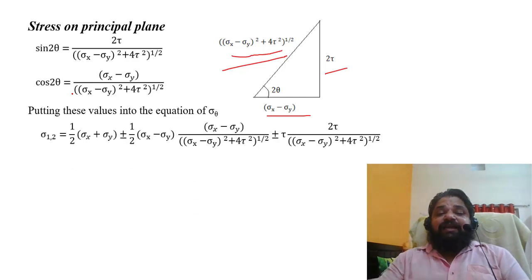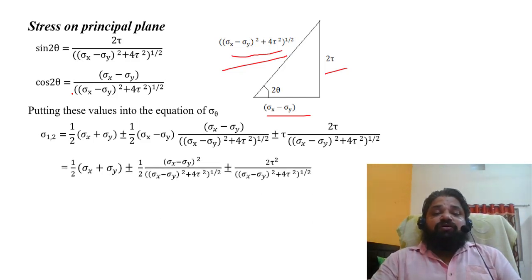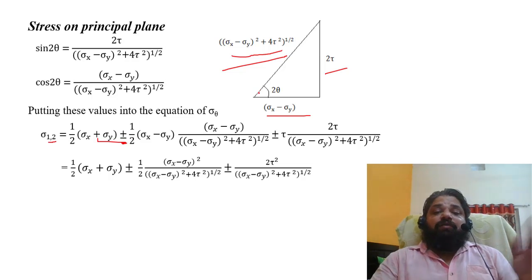By putting this p by h and b by h into the sigma theta expression, I can directly get, from earlier, half of sigma x plus sigma y plus or minus half of sigma x minus sigma y, by putting cos 2 theta and sin 2 theta values. You see, this will give you a positive value and a negative value, because we will have a maximum and a minimum. The same tan has two different values, and the same sine has two different values for different angles.